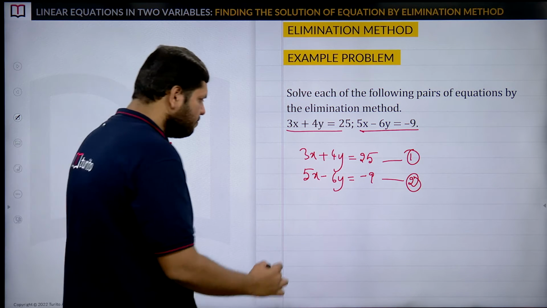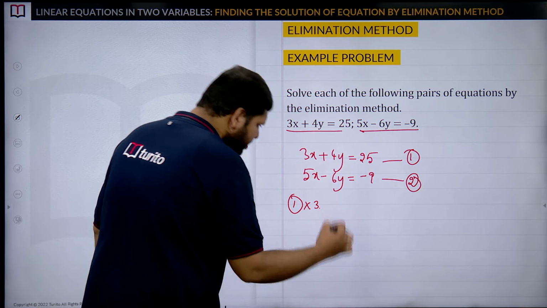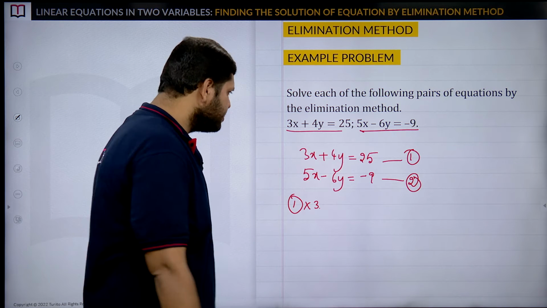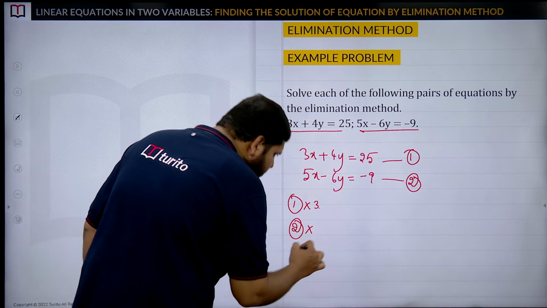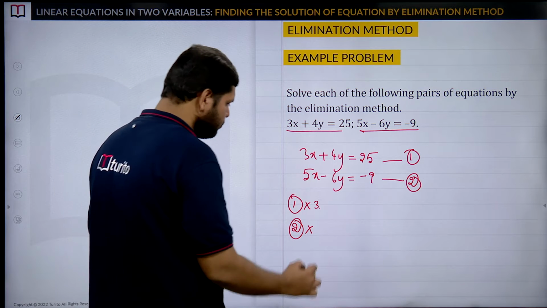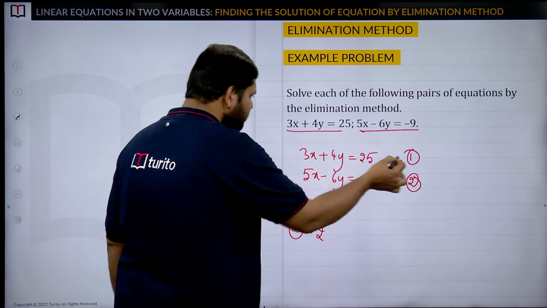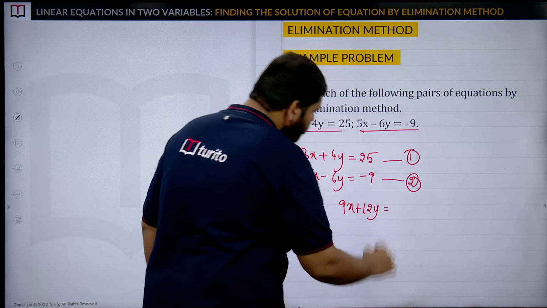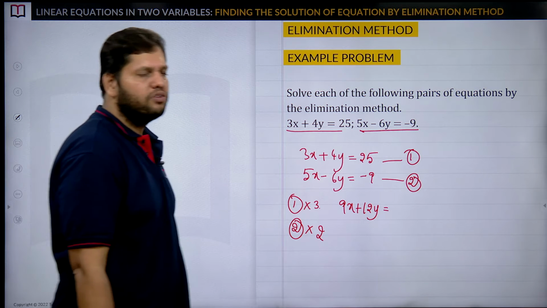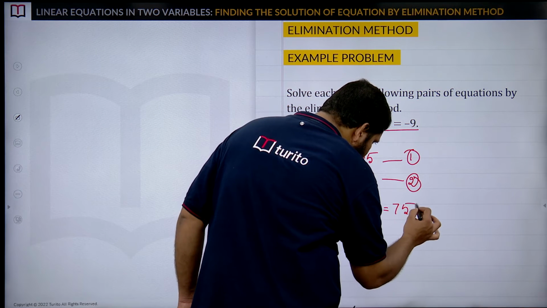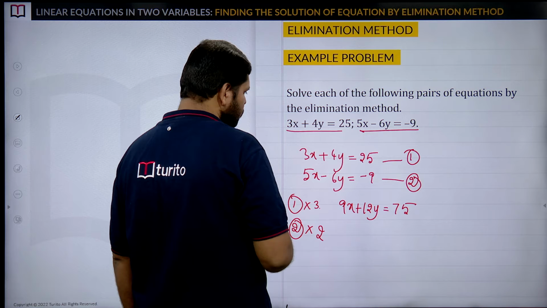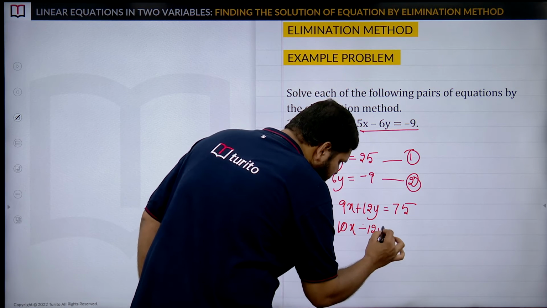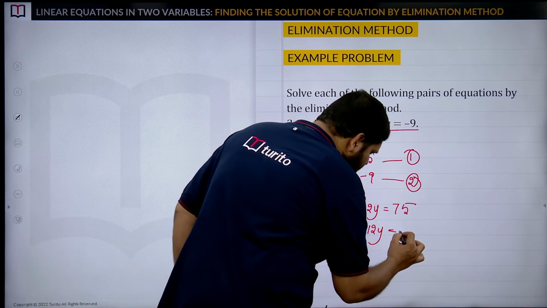For that, what I am doing: for equation number 1, you multiply by 3. So if I multiply by 3 here, 4 into 3, I am going to get 12. And for the second equation, what are you supposed to multiply? Multiply with 2. Now tell me, children, for equation 1, multiply by 3. So this is 9x, this is 12y, and this is 25 into 3. So 25 into 3, what is the value, children? It is 75. And the second equation, multiply with what, children? 2. So 2 fives, it is 10. Minus 2 sixes, it is 12. And 2 into minus 9, what is it? A minus 18.